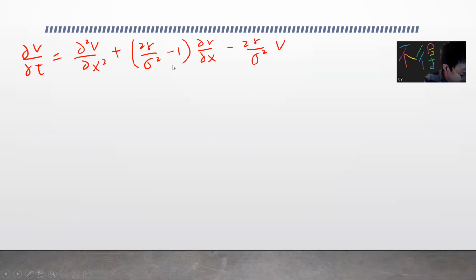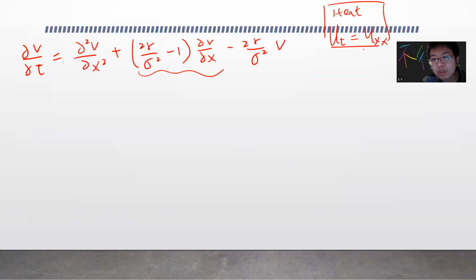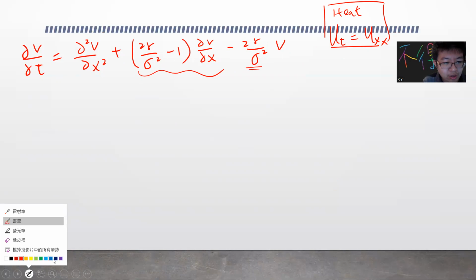In order to make this a heat equation, we need to remove some terms. Just to remind you, the heat equation is usually u_t equals something times u_xx. Probably some nonlinear terms are allowed, but this term, partial v partial x, should be removed. So the trick is that we need to remove this term and this term. That's the next step.